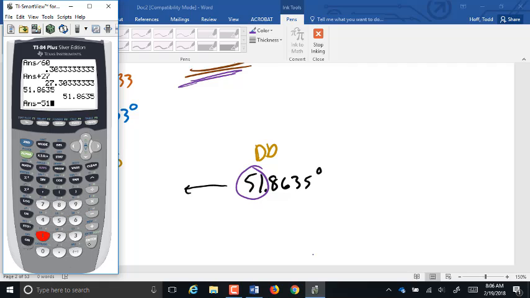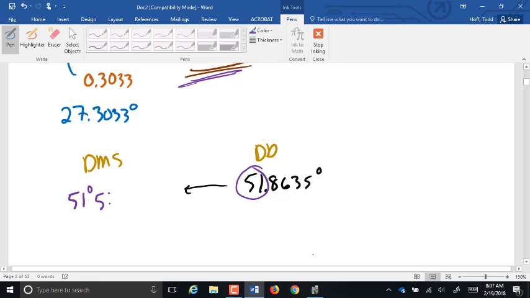So I take off the 51, subtract the 51. Now I have to turn that decimal degrees into minutes. There are 60 minutes, so I multiply by the 60. Now I have 51.81. I take the 51 off of there. That is my minutes. So I have 51 degrees, 51 minutes.